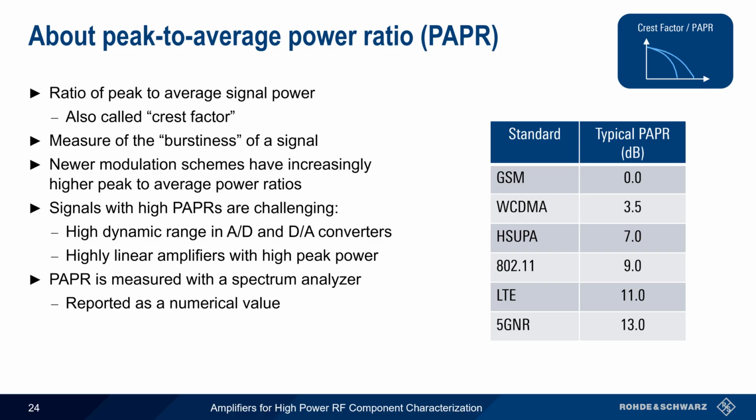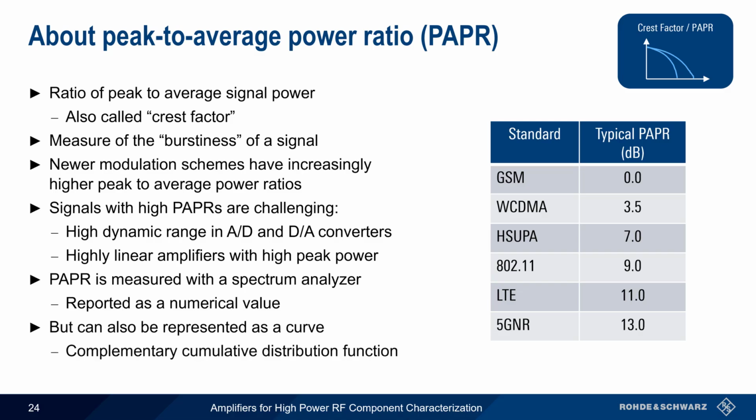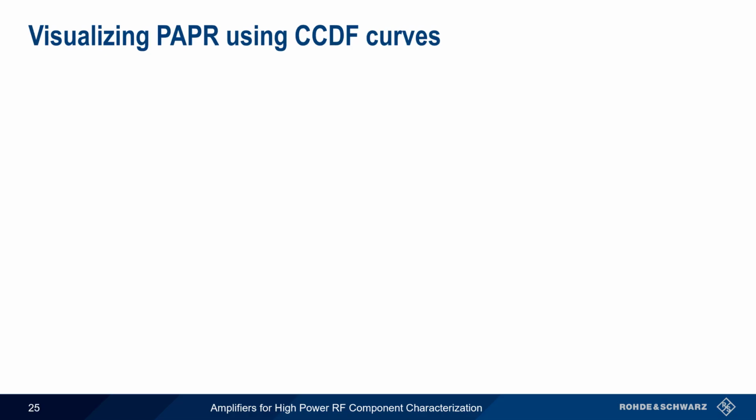In most cases, peak-to-average ratio is measured using a spectrum analyzer and is reported as a numerical value in dB. But it can be helpful to look at peak-to-average ratio as a curve, where it's usually plotted in the form of the complementary cumulative distribution function, or CCDF. A CCDF curve shows how often a given peak power is reached. The further the curve moves to the right, the greater the peak-to-average ratio.